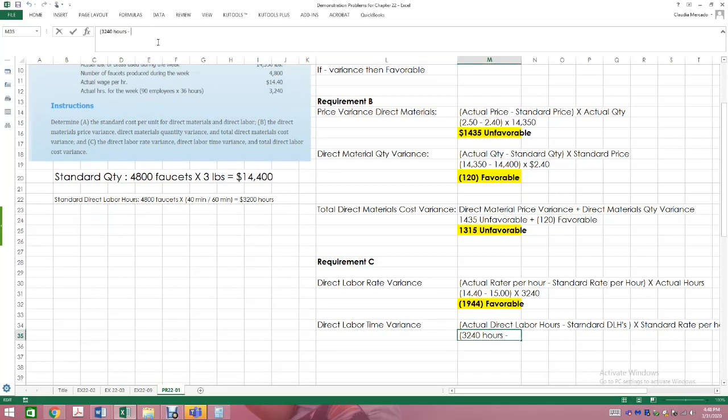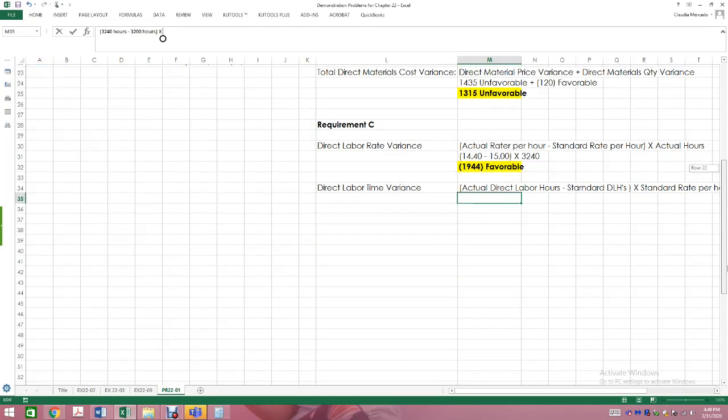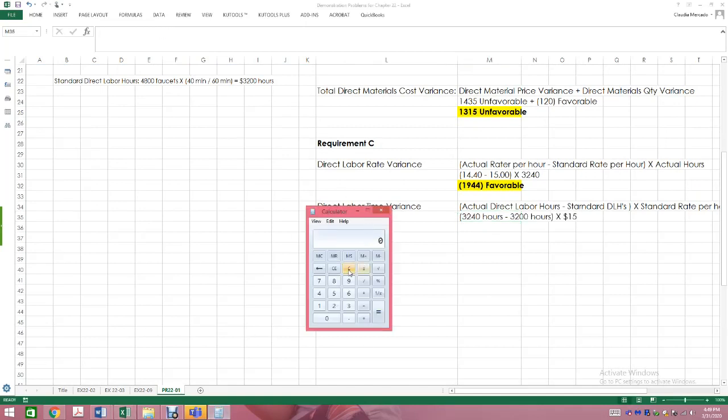Once we've calculated that number, we plug it into our equation down here and multiply times our standard rate per hour, which is $15. Then we plug that into our calculator: 3,240 minus 3,200 times 15. That gives me a positive 600.